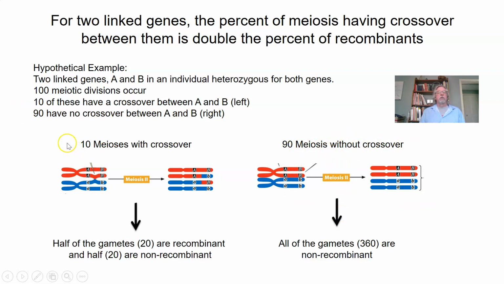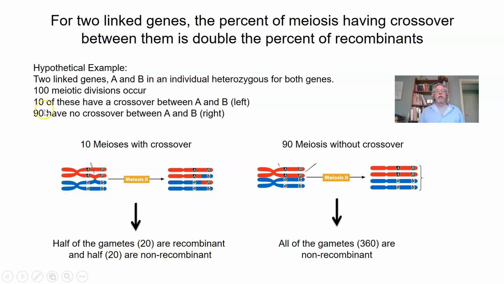If there are 10 meiosis divisions, that's going to produce 40 gametes, right? Each division produces 4 gametes. And we just said that for a meiosis having a crossover, half of the gametes will be recombinant, these two in the middle. Half of them will be non-recombinant, this one on the top and this one on the bottom. So if there are 10 meioses producing 40 gametes, 20 of them are going to be recombinant, 20 of them are going to be non-recombinant.